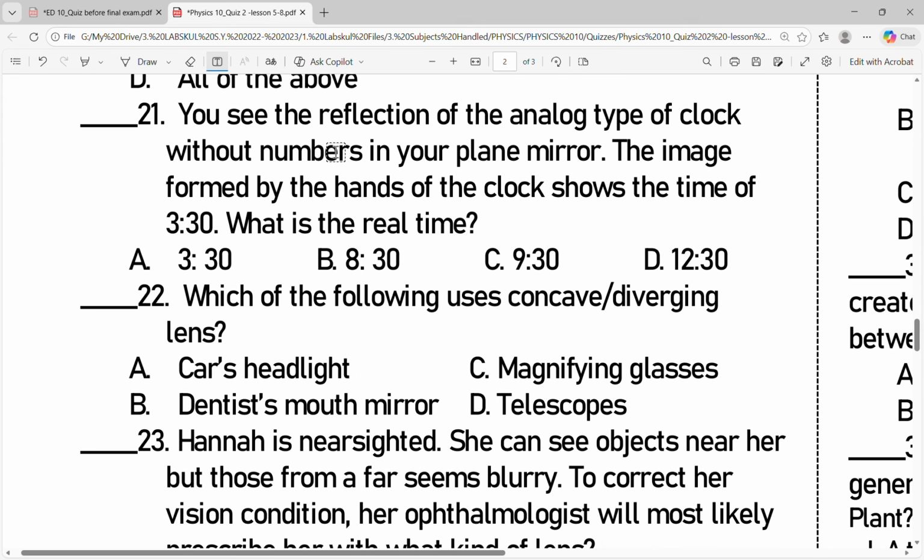21. You see the reflection of the analog type of clock without numbers in a plane mirror. The image formed by the hands of the clock shows the time of 3:30. That is the usual time. What is the real time? Remember, in a plane mirror, di ba la may lateral inversion? So if it seems like what you're looking at in the reflection of the analog clock is 3:30, ang original na iya is the inverted side of 3:30, and that is plaga ni 12, 1, 2, 3. So that is 9:30. Letter C. Okay. Next number.